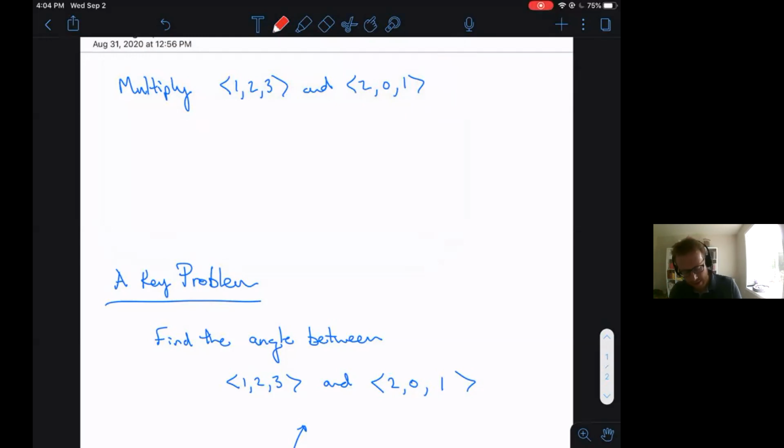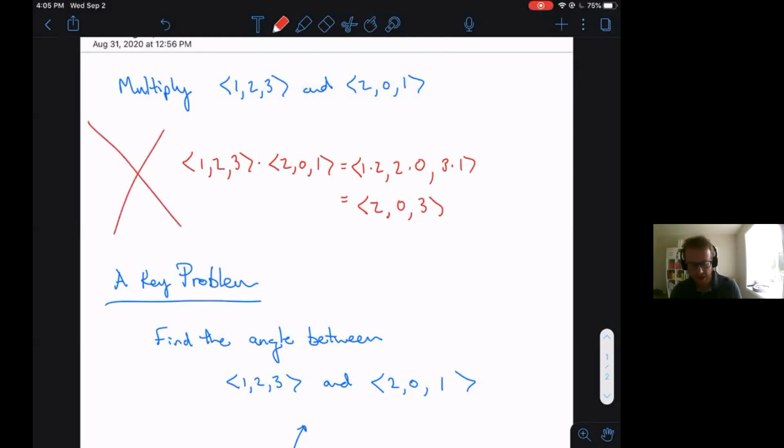So I would say that if I did 1, 2, 3 times 2, 0, 1, this would be equal to, and I would just take 1 times 2, 2 times 0, and 3 times 1. And I would say, okay, it's going to be the vector 2, 0, 3. And it turns out that this will not be our definition for how to multiply vectors. And moreover, there's not only one definition for how to multiply vectors.